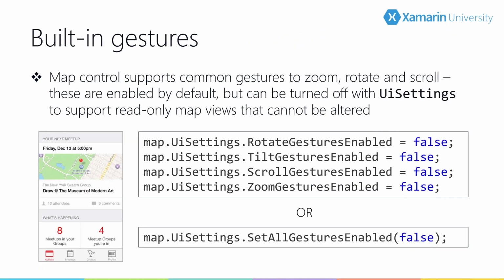The UiSettings class also lets you control the gestures which are available. By default, all gestures are turned on, but you can turn them off in order to support a read-only map which can't be moved, zoomed, or rotated. That can be useful if you're showing a specific landmark at a specific zoom level and you don't want the user to reposition the map view.